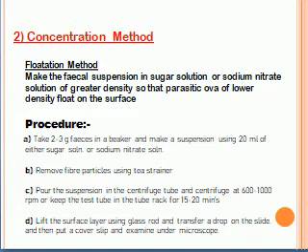The procedure is, first of all, we take 2 to 3 gram feces in a beaker and make a suspension using 20 ml of either sugar solution or sodium nitrate solution. Then remove fiber particles using a tea strainer, pour the suspension into a centrifuge tube and centrifuge at 600 to 1000 RPM, or keep the test tube in a test tube rack for 15 to 20 minutes.